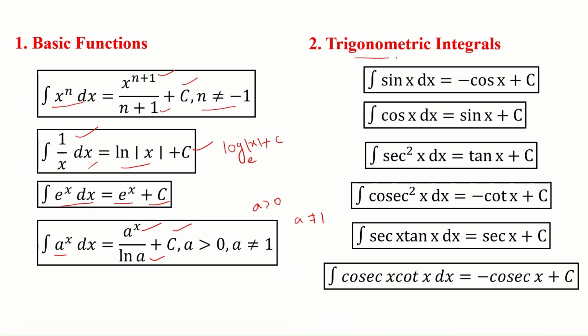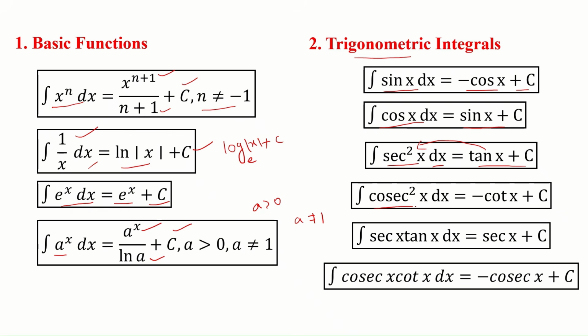Next, trigonometric integrals. Integration of sin x dx is minus cos x plus c. Then integration of cos x dx is sin x plus c. Same way, integration of secant square x dx is tan x plus c, because we know that differentiation of tan x is secant square x.